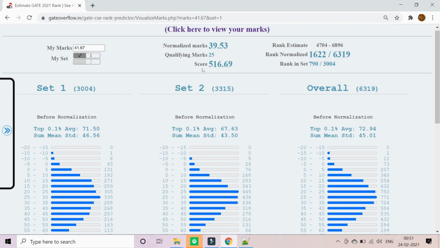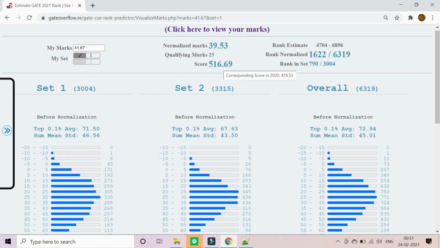Score. This is calculated based on normalized marks. That is, hardly a 2% difference can be expected when the original GATE score comes. And we can see the 2020 score when we mouse over on the current score. So in 2020, the score is 478.53. It means this year's paper is comparatively more difficult.